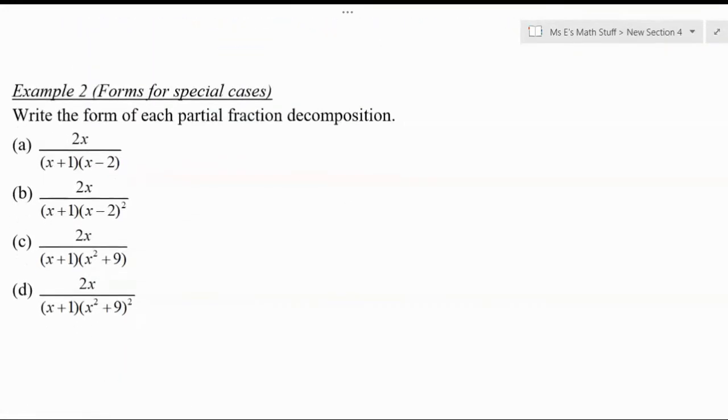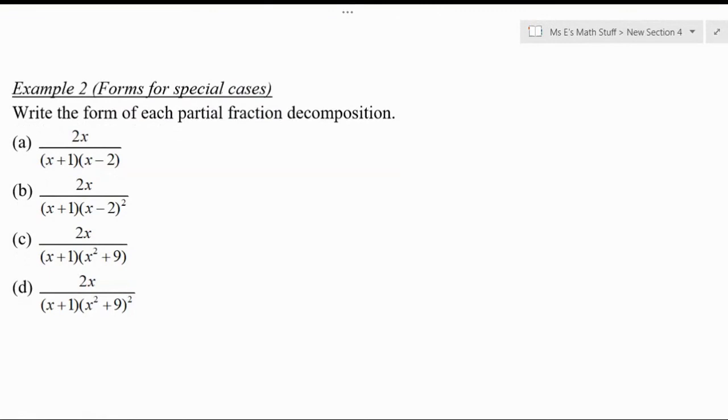So I'm hoping at this point you realize that the procedure does not change from what we did in the distinct linear factors case in the last part. Really, the only thing that changes is the forms for certain special cases. So between now and the next video, go ahead and just copy example 2, which is where we're just going to talk about how you do the form part. So notice I'm not asking you to actually decompose each fraction. I'm just asking you to write the form.